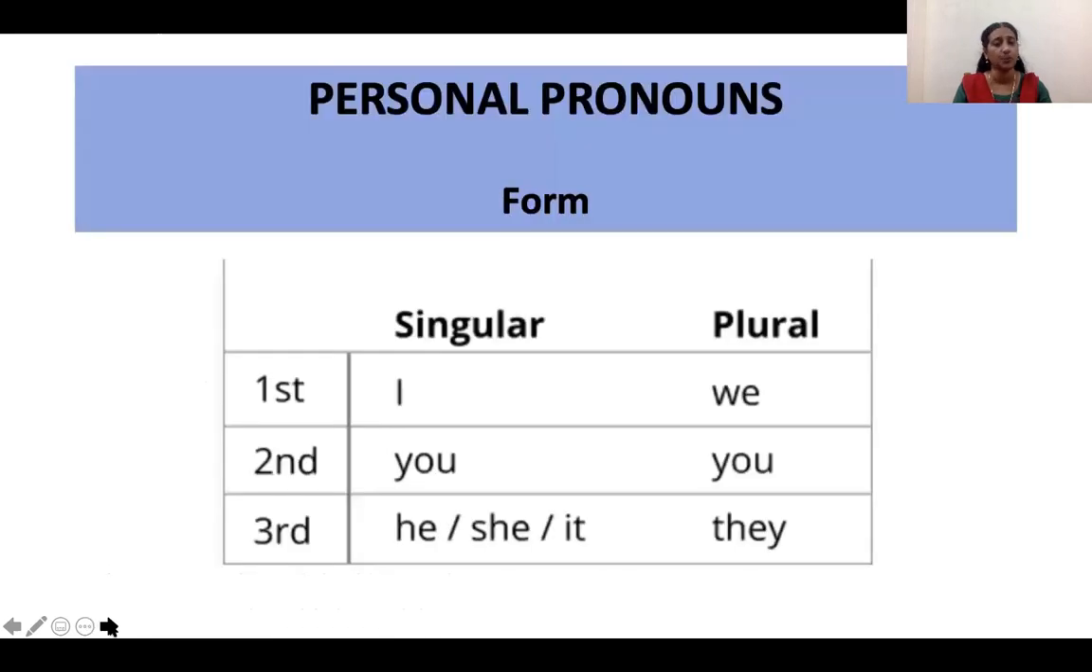Now we'll talk about personal pronouns. The forms of personal pronouns: the first person, in singular, we use I, while in plural, that will become we. And the second person, you in singular, and in plural, you will remain the same. And third person, he, she, it in singular and in plural, they.